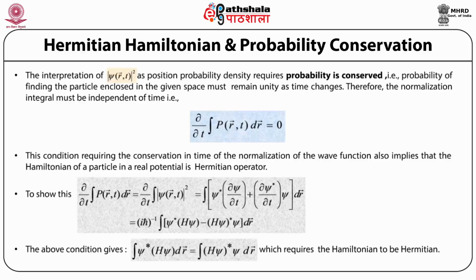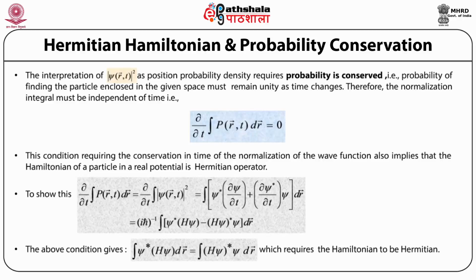Mathematically this can be written as: taking the partial derivative with respect to time of the integral of the probability density p as a function of position vector r and time t, integrated over the entire volume dr, gives us 0. This condition, requiring the conservation in time of the normalization of the wave function, also implies that the Hamiltonian of a particle in a real potential is a Hermitian operator. That means that the Hamiltonian, when operating on the wave function, will return real energy eigenvalues. Now let us see how this can be shown.